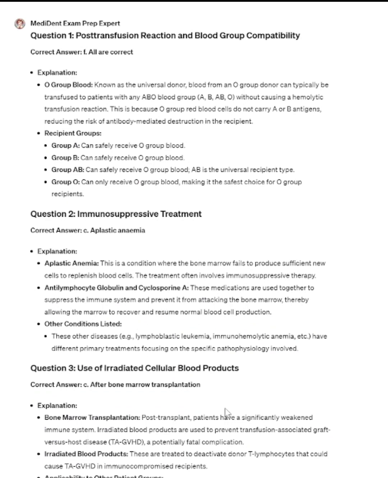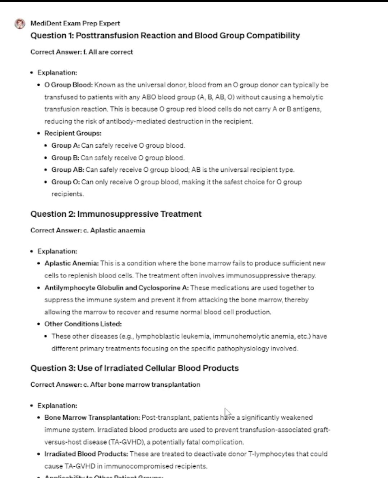Question 2. Immunosuppressive treatment. Correct answer, C. Aplastic anemia. This is a condition where the bone marrow fails to produce sufficient new cells to replenish blood cells. The treatment often involves immunosuppressive therapy: anti-lymphocyte globulin and cyclosporin A. These medications are used together to suppress the immune system and prevent it from attacking the bone marrow, thereby allowing the marrow to recover and resume normal blood cell production.